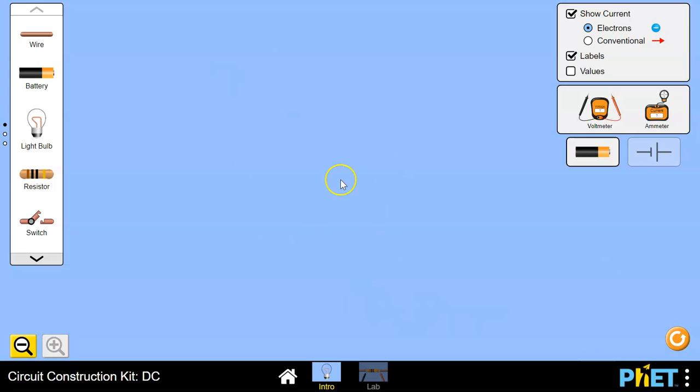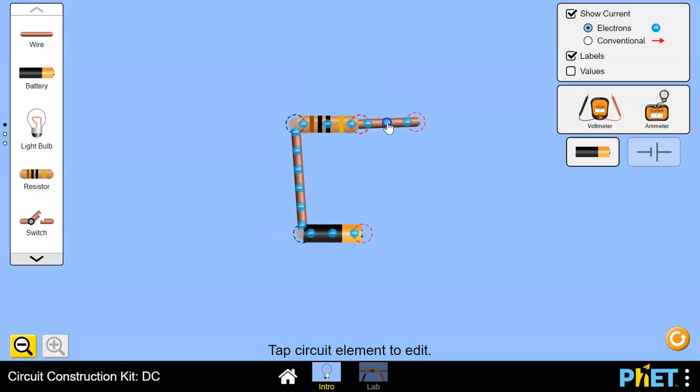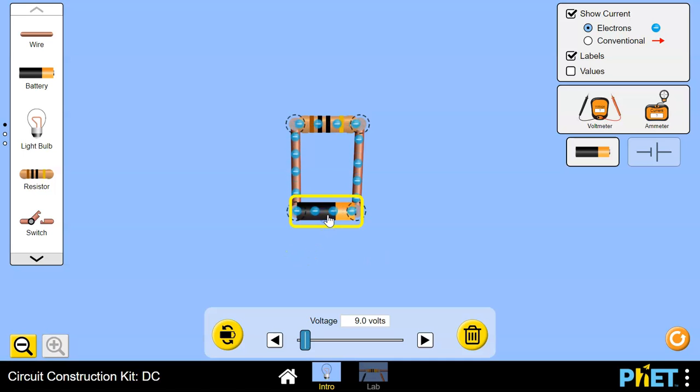All right. So in the circuit construction kit, we're going to build a really simple circuit. We're going to drag out a battery and a resistor, and we're going to connect them using a wire, like so. All right. Now, if you click on the battery, we can adjust the voltage.